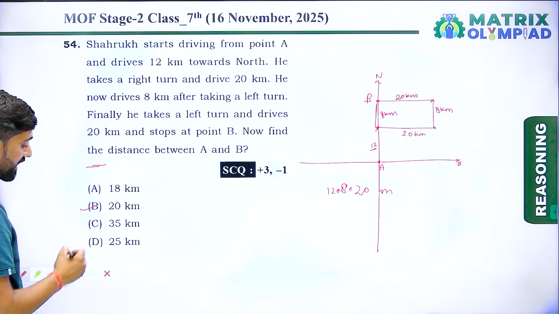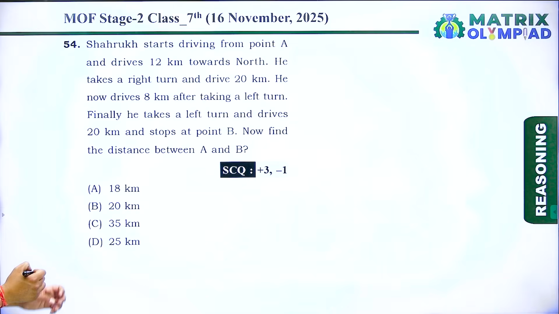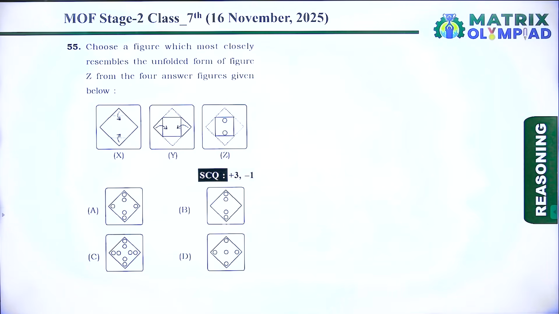So option B is the right answer to this question. Now let's move to the next question. In the next question, we have to choose the correct unfolded form of the given figure Z.